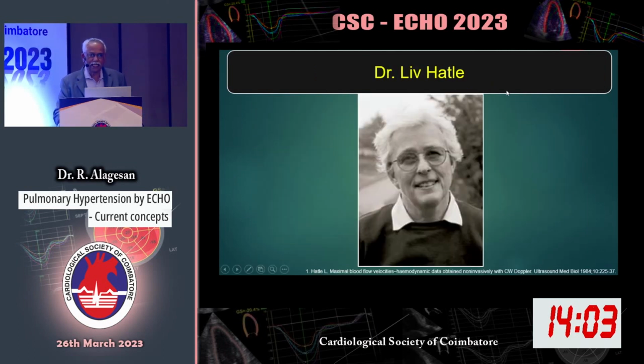And it was Liv Hatle who described the assessment of the right ventricular pressure and pulmonary artery pressure using the tricuspid regurgitation and the pulmonary regurgitation velocity. She used the modified equation to assess the gradient across the tricuspid valve.